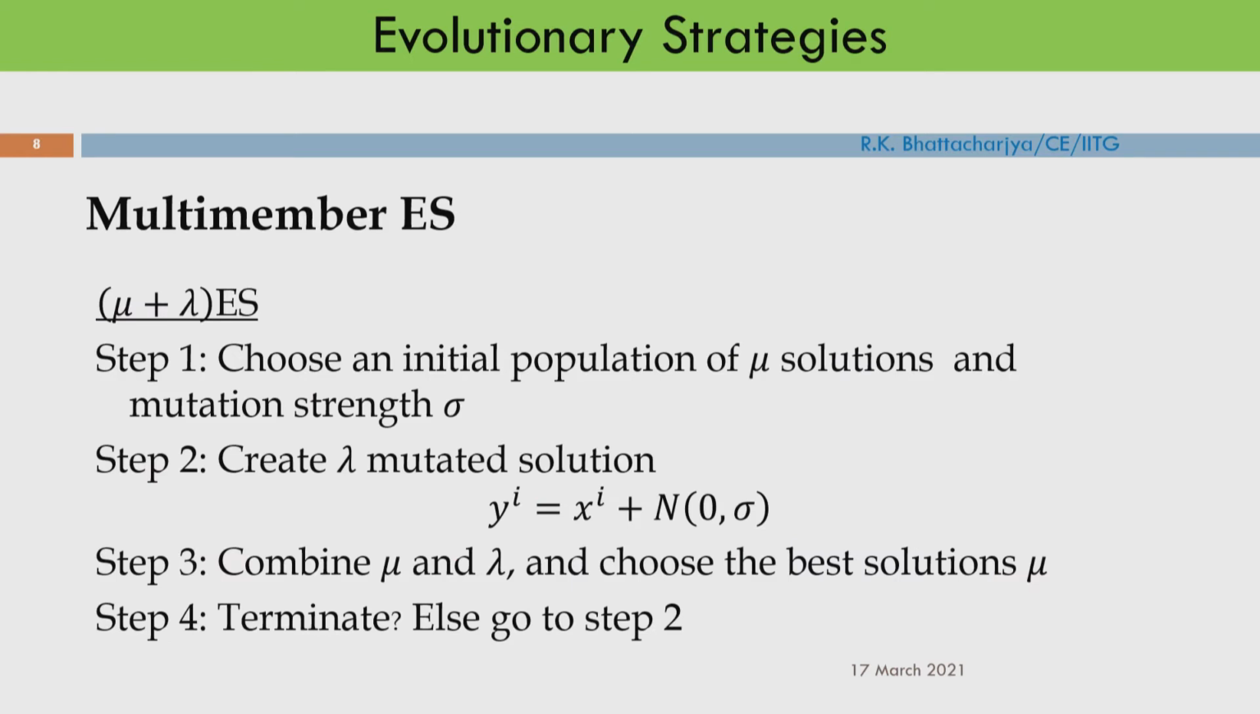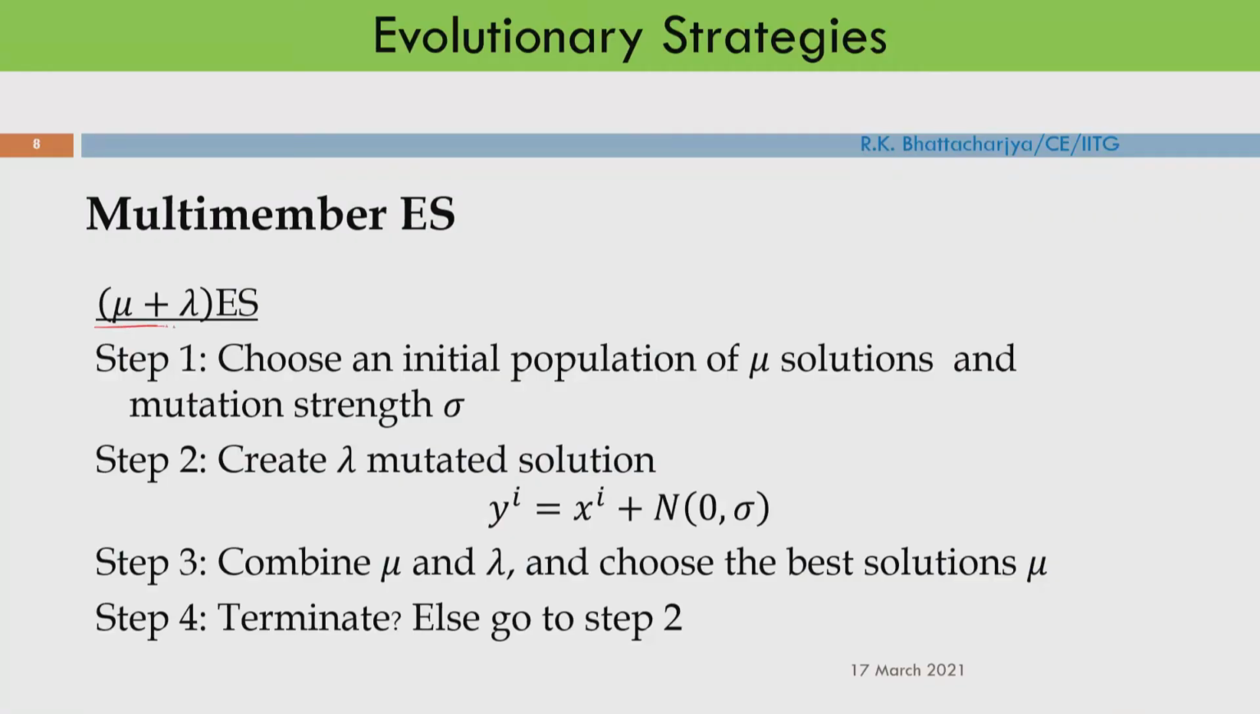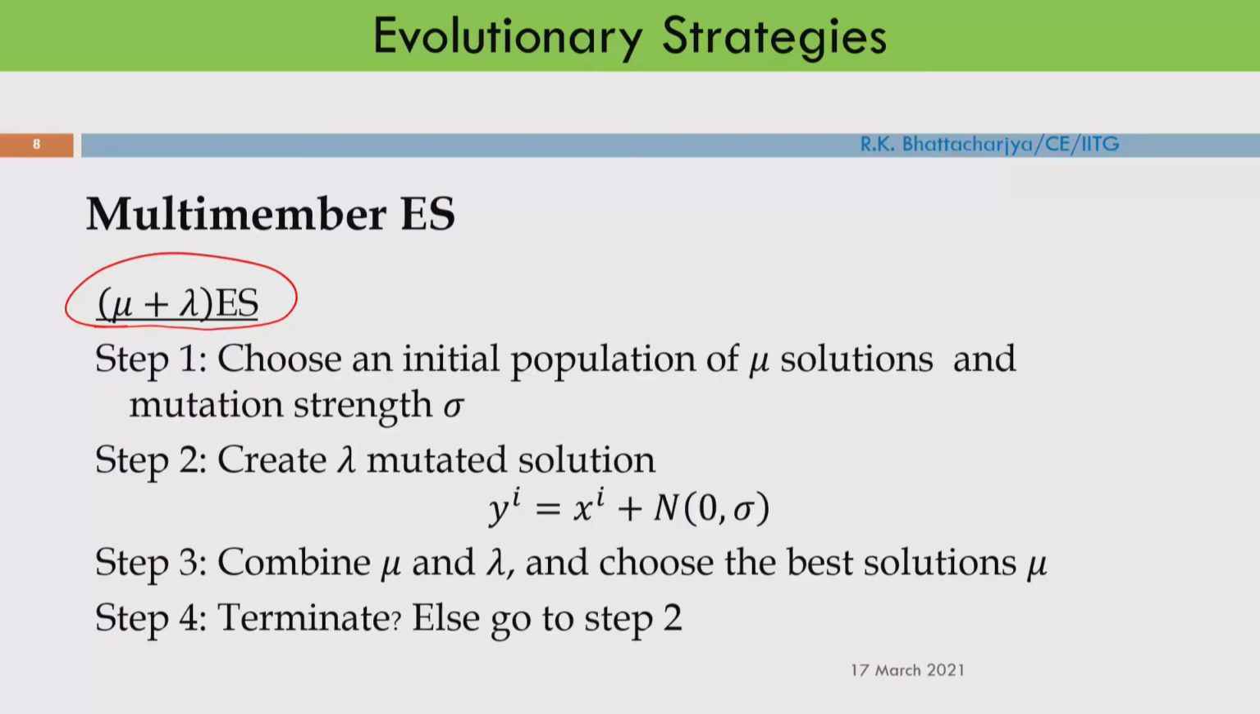Now, let us discuss the multi-member ES. Okay. So, we call it mu plus lambda ES. In the earlier one, we had 1 plus 1, that means from one parent I am creating another offspring, but in this case we call it mu plus lambda ES. So, let us see the steps of this particular algorithm. Multi-member ES. Step 1: choose an initial population of mu solutions and mutation strength of sigma.